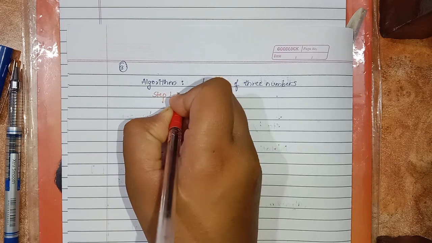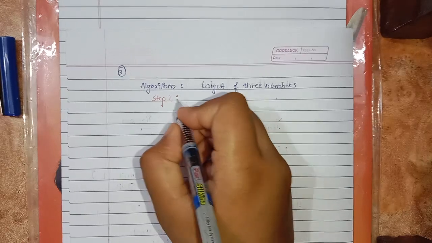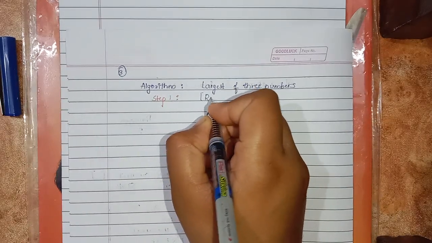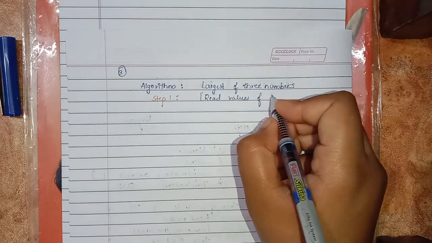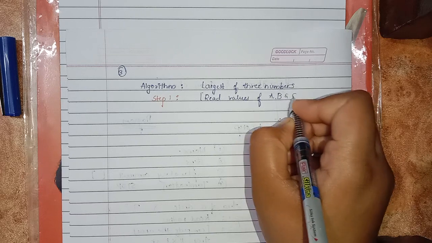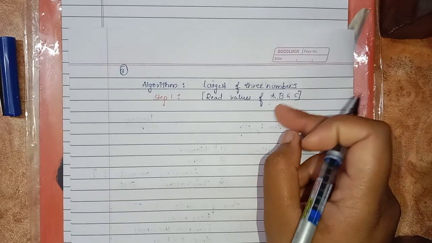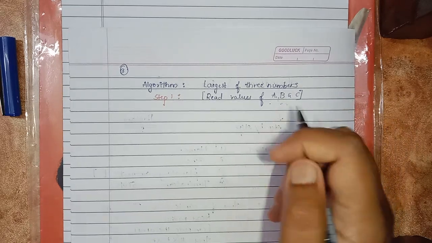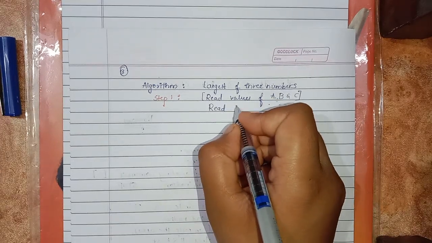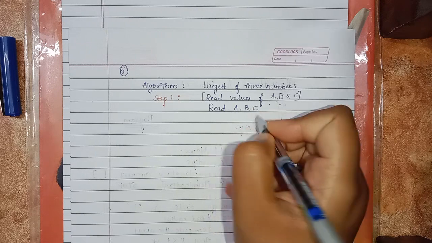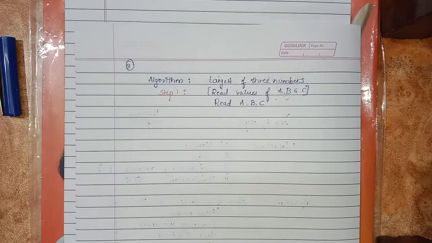So what do you have to do in step 1? I think you can say: read the values of how many numbers? A, B and C, because among these A, B, C you have to find which is the largest one, no? So the first instruction is read A, B, C. Read A, B, C is the first instruction.